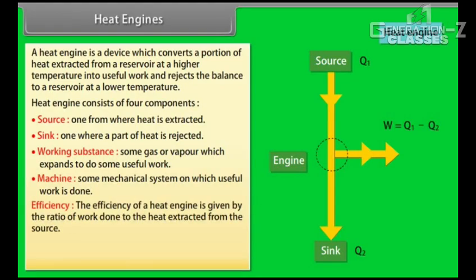Efficiency. The efficiency of a heat engine is given by the ratio of work done to the heat extracted from the source. Efficiency is equal to 1 minus Q2 by Q1.